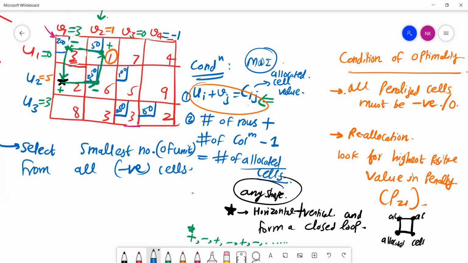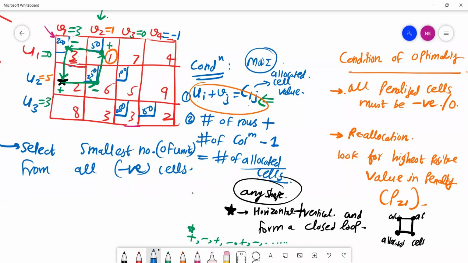Now you will be thinking, what are all these things going on over here? We cannot understand the reasons why all these things are going on. There is a reason, but I will only be able to explain once we complete this particular example. Then I will explain the entire process again. There is a reason behind all these things. Okay. Now select the smallest number of unit.